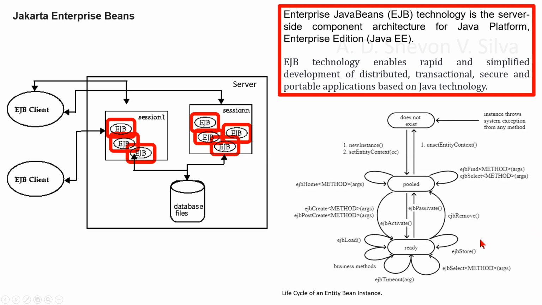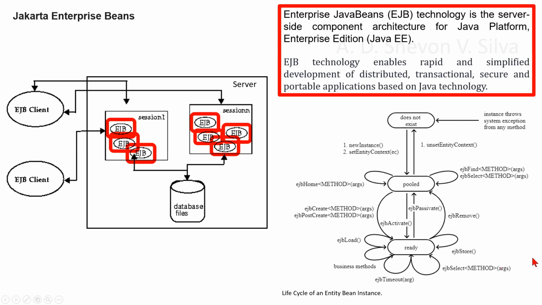Here you can see the life cycle of an entity bean instance. An entity bean instance is in one of the following 3 states: does not exist, pooled state, and ready state. An instance in the pooled state is not associated with any particular entity bean identity. An instance in the ready state is assigned an entity object identity.